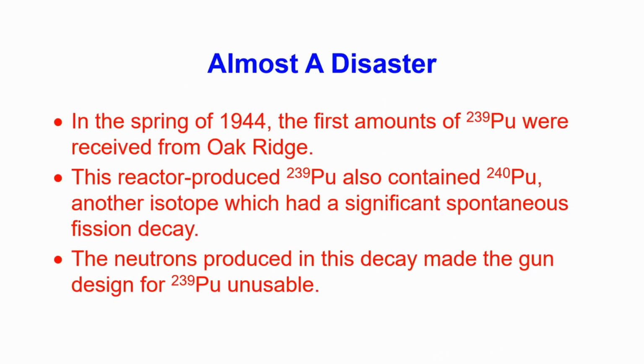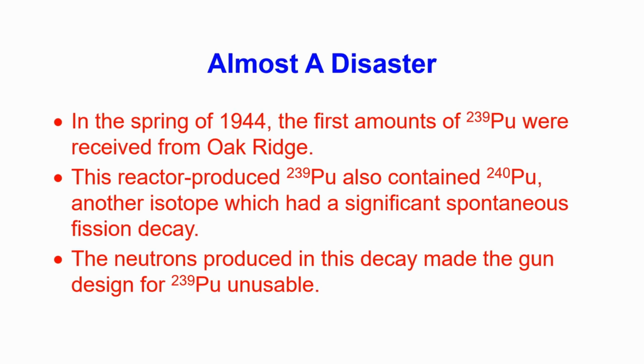Now, in the spring of 1944, the first amounts of plutonium-239 began to ship in from Oak Ridge. This plutonium was made by the graphite reactor at Oak Ridge, and it was the first reactor-produced plutonium that was available. And what they found was that not only was plutonium-239 there, but being in the reactor for a period of time, it absorbed another neutron, and plutonium-240 was present.